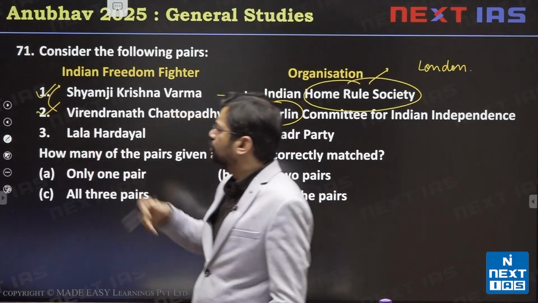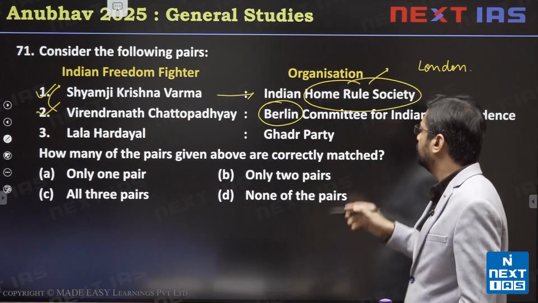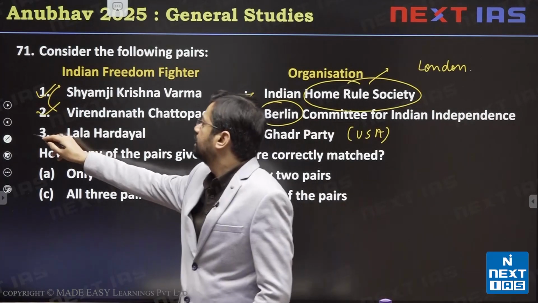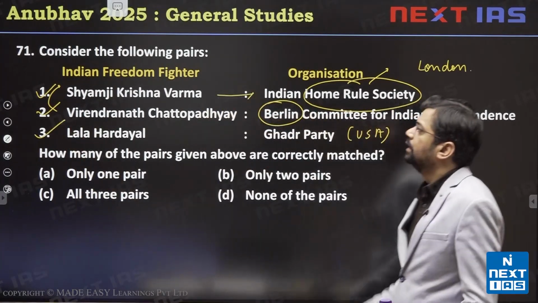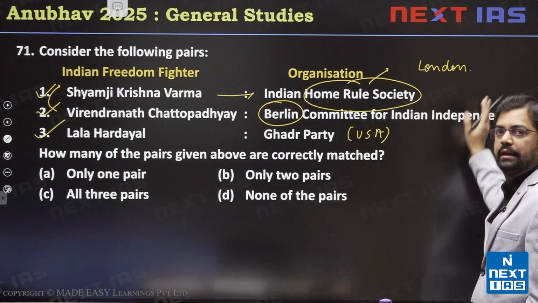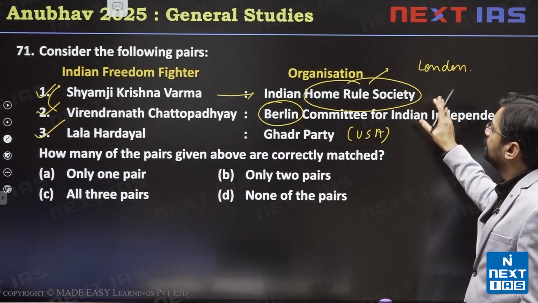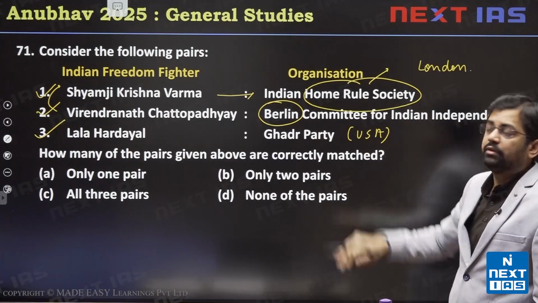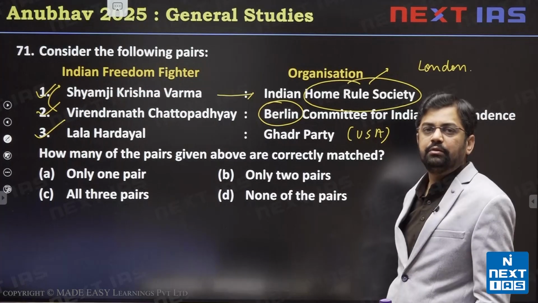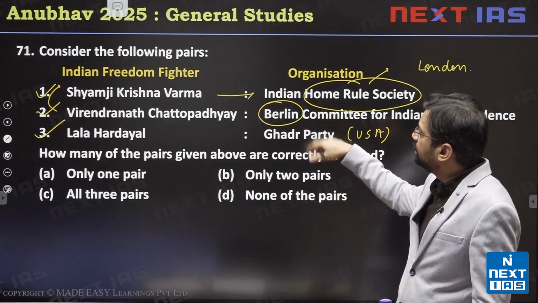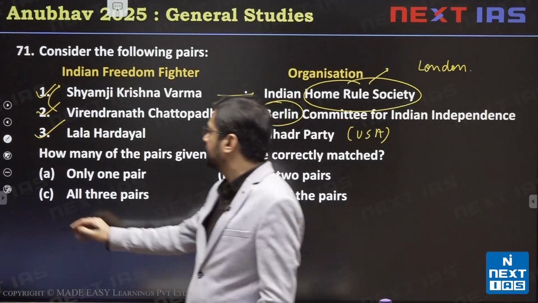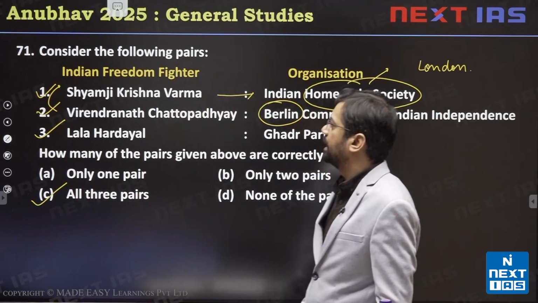Lala Hardayal, most of you know, is associated with the Ghadar Party, which was formed in the USA, right. So, Lala Hardayal is going to be the correct answer. The next addition to this particular question could have been the year, or other Indian freedom fighters, which might not be that popular, but are associated with these particular organizations. That will make the question tougher, right. So, the answer is that all the three pairs are correctly matched. Okay.